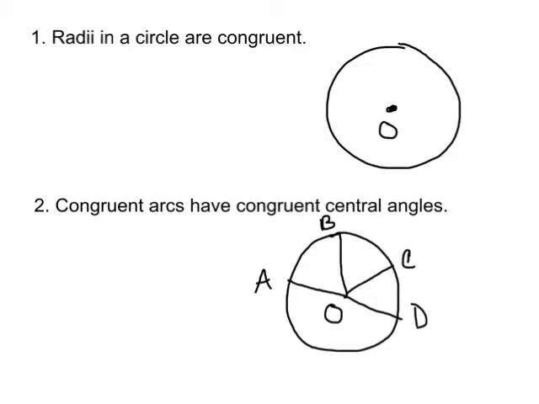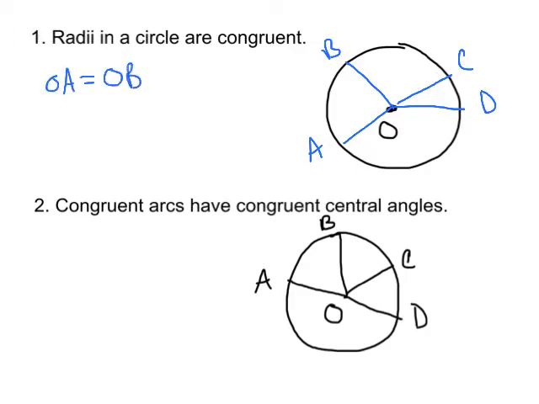So the first one is the fact that radii in a circle are congruent. This is handy when we have a circle with lots of radii in there. We know that they are all the same length, and it doesn't matter where they are in the circle. If you start in the center and end at the circle, they are all the same. So if I have A, B, C, and D, I know that the measure of OA is equal to the measure of OB, OC, and OD.